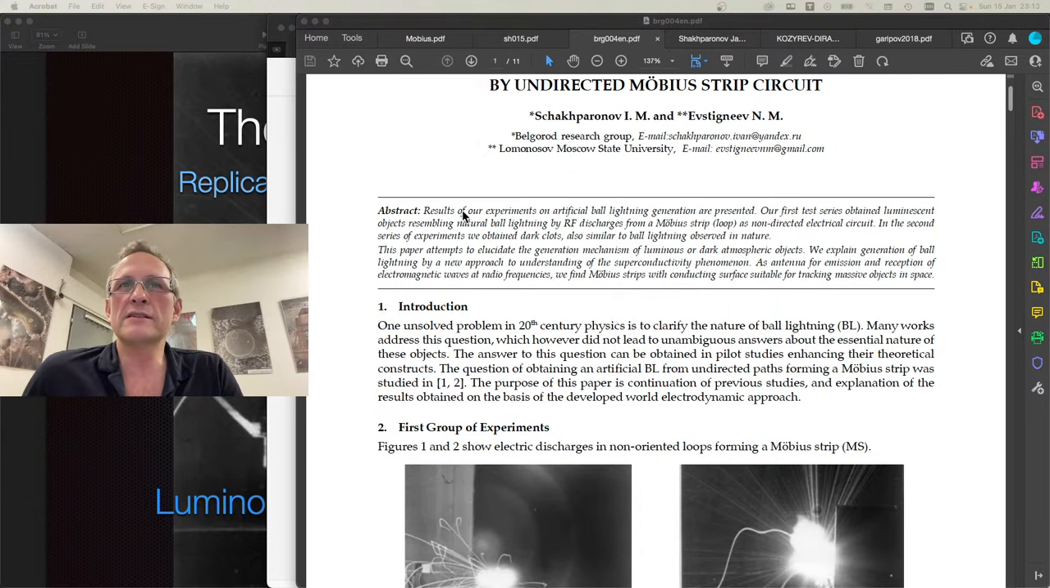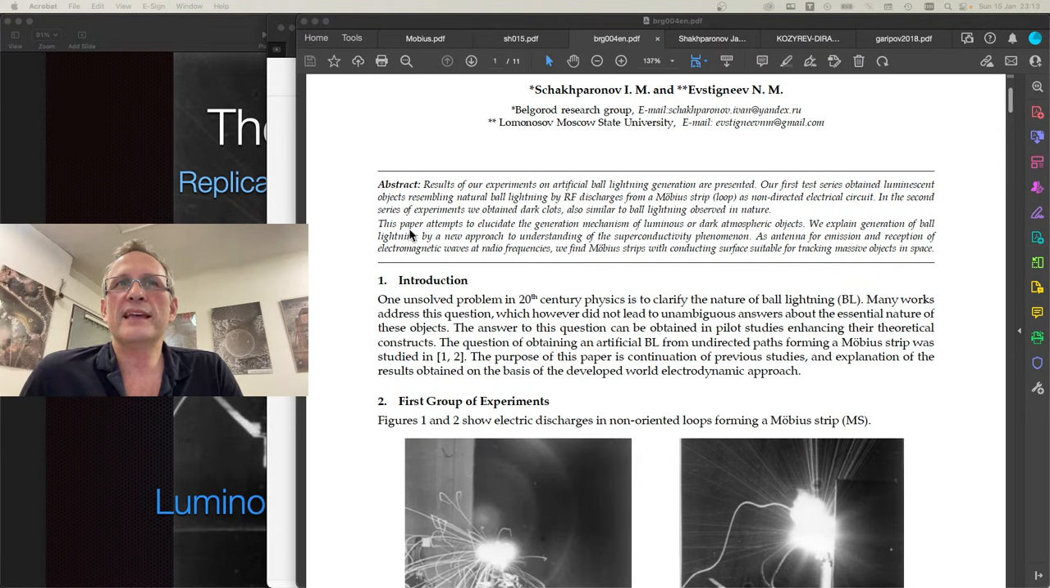Okay, so results of our experiments on artificial ball lightning generation are presented. Our first test series obtained luminescent objects resembling natural ball lightning by radio frequency discharges from a Möbius strip, that is a loop, as non-directed electrical circuit. In the second series of experiments, we obtained dark clots, also similar to ball lightning observed in nature. This paper attempts to elucidate the generation mechanism of luminous or dark atmospheric objects.